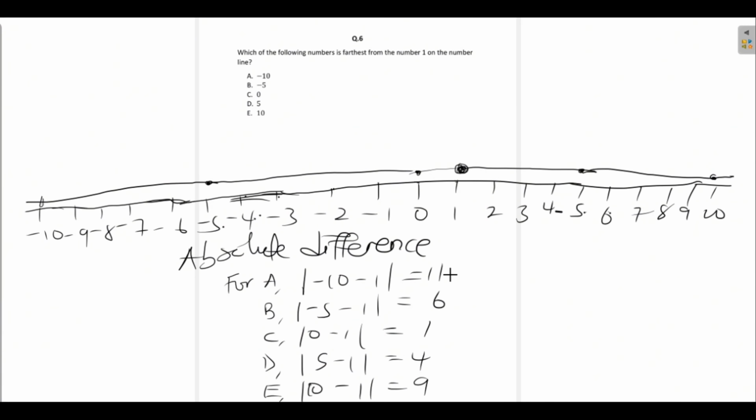9. Now when you check these distances, clearly 11 is the highest or the longest distance. So our option will be option A. So if you don't want to use the number line, you can also calculate the absolute difference between the options and then the number 1. You can clearly see that negative 10 is farthest from 1.